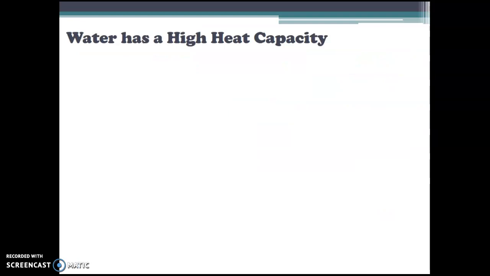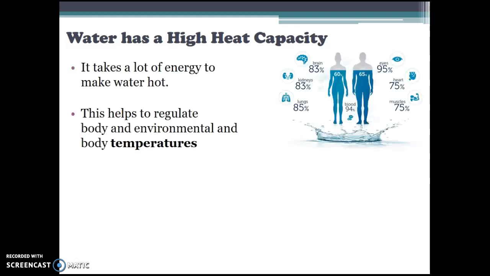Water also has a high heat capacity. That means it takes a lot of energy to change the temperature of water. This is very important to living things because it helps us to regulate the environmental temperatures as well as our body temperatures. Our bodies are made mostly of water. Since water resists that temperature change, your body maintains a relatively narrow range of temperature. So you don't get really hot or really cold when temperatures change in the environment.